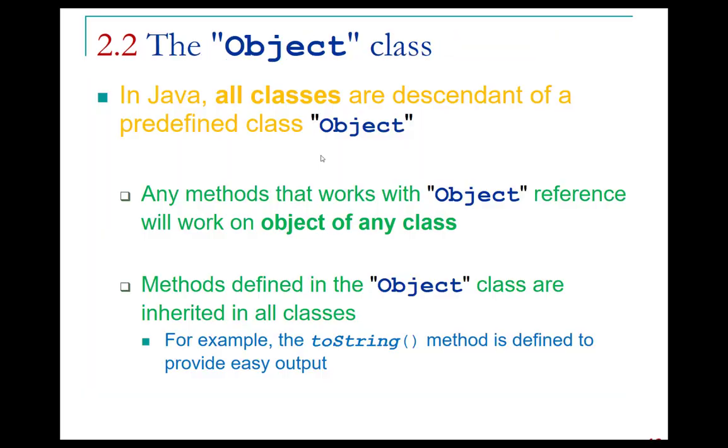Actually, all classes that we create are subclasses of some other classes. There is a mother of all classes which is called Object, capital O Object. And all methods that work with object reference will work on objects of any classes. A method defined in the Object class is inherited in all classes. toString is such a method that we see in our Java code. We use it often in Java to convert integers, etc. to string for printing purposes.